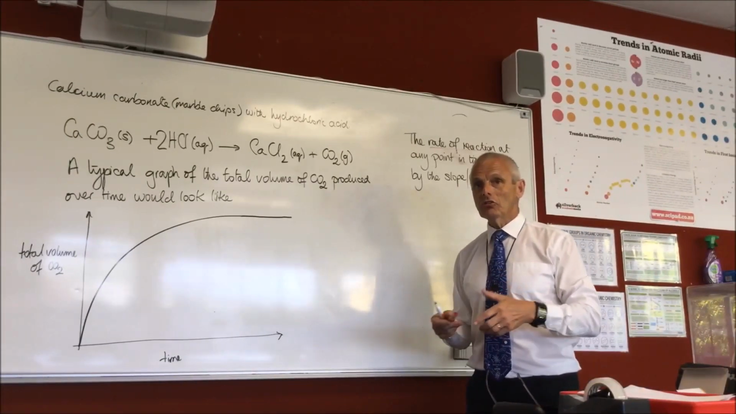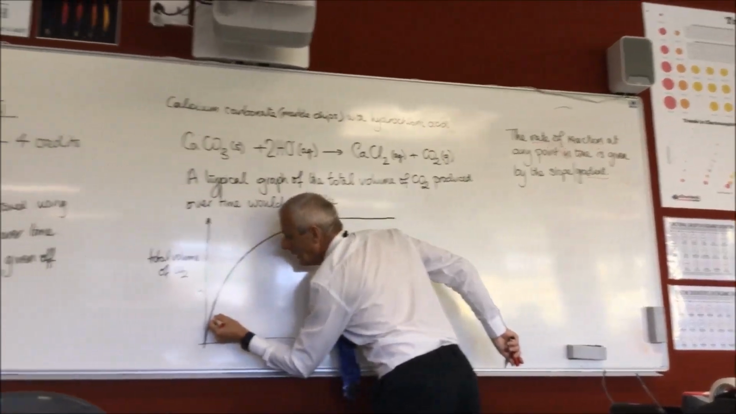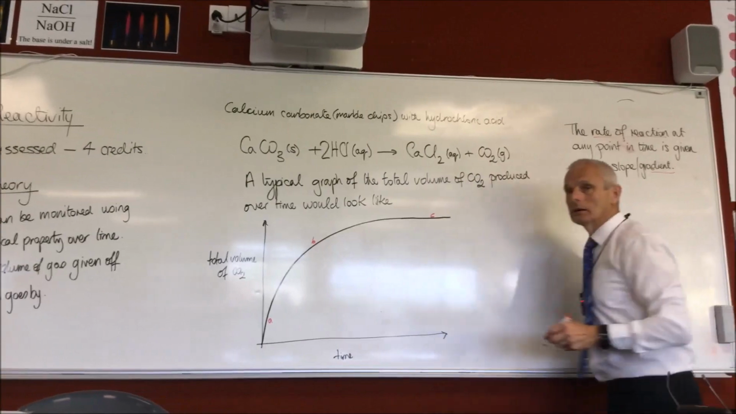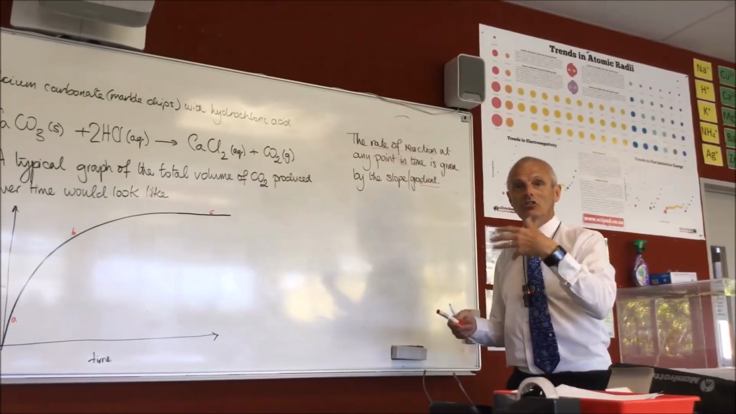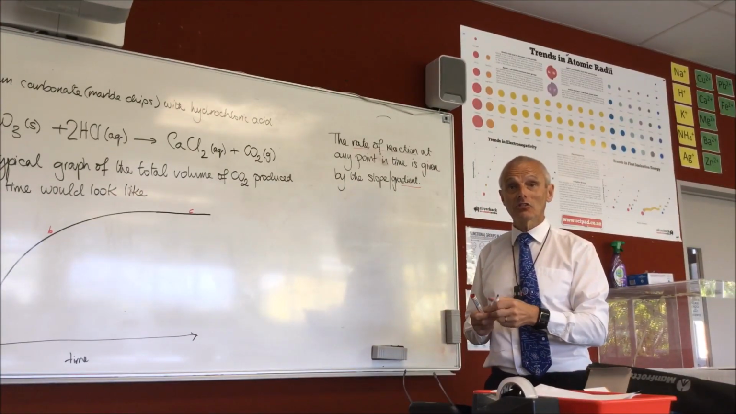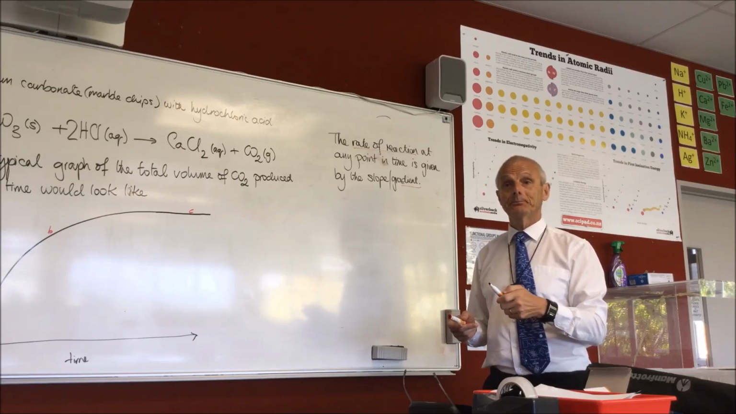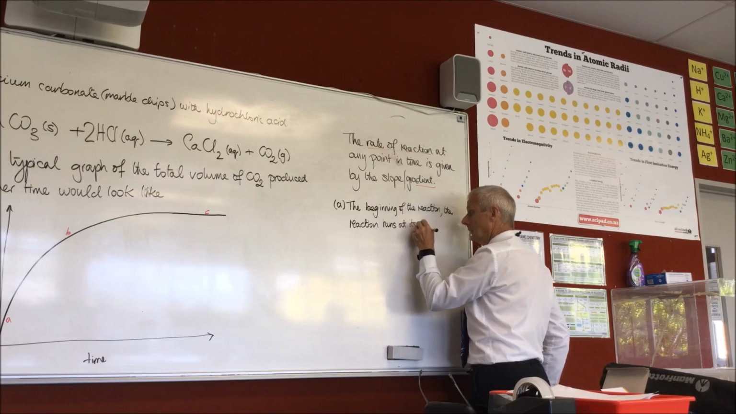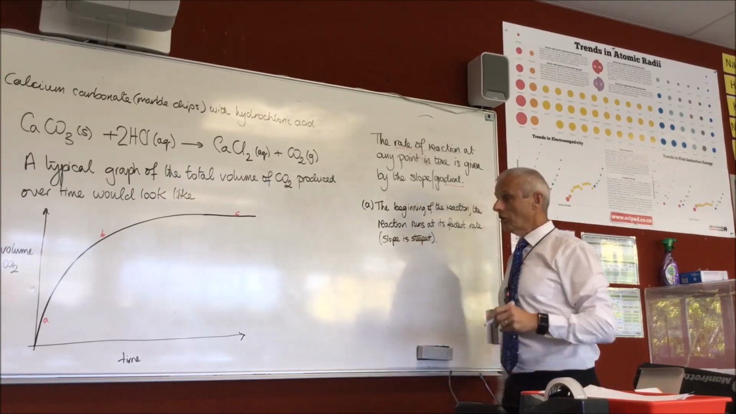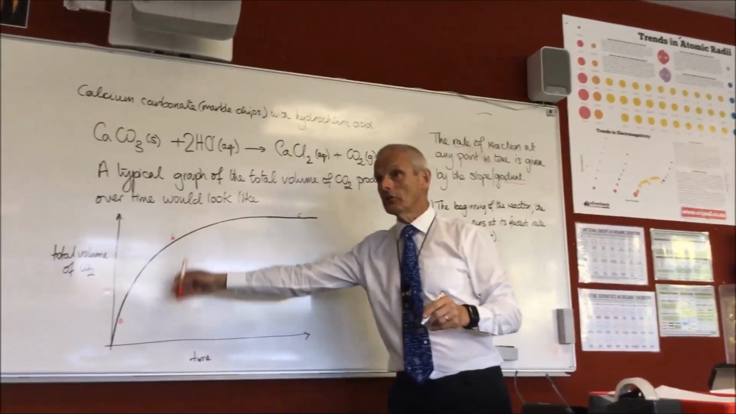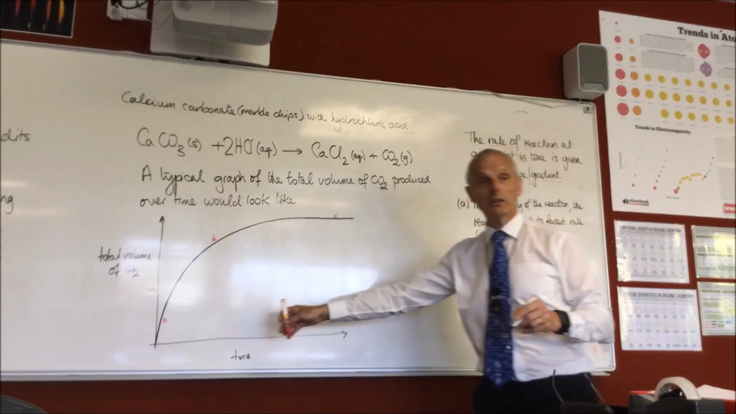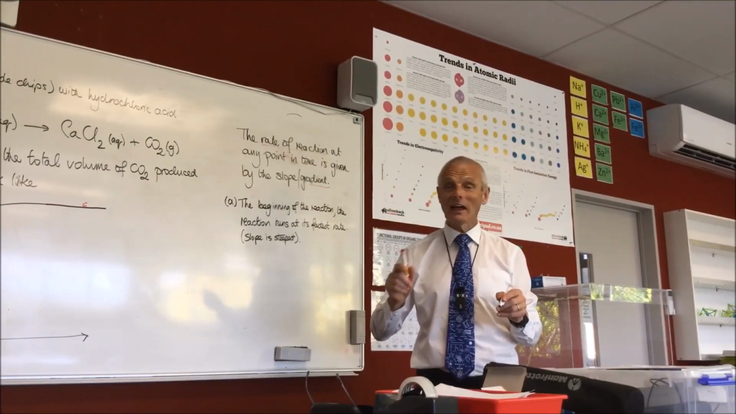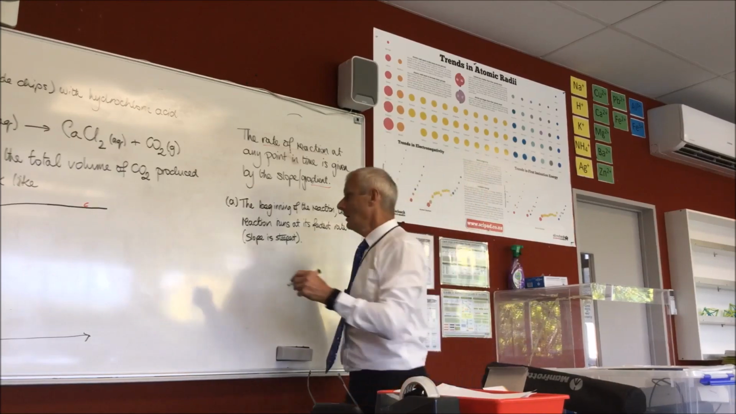Let's break this into three sections. So I'm going to put A here, B here, and C here. And we can then describe, and then we'll later explain what's going on. So you can see that the gradient of the line is very steep here. So that's telling you the reaction's going fast. So at the beginning of the reaction, that's when the reaction rate's at its fastest.